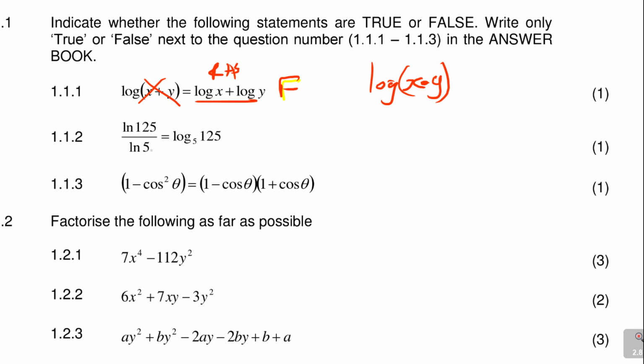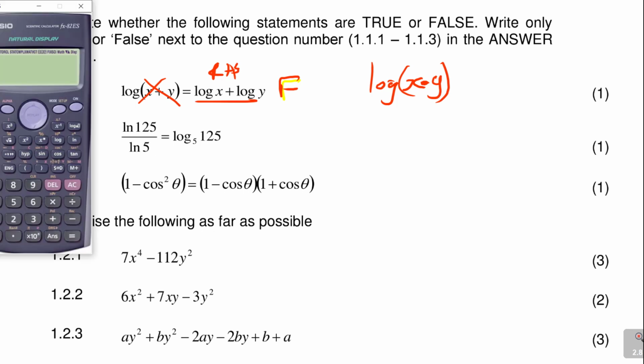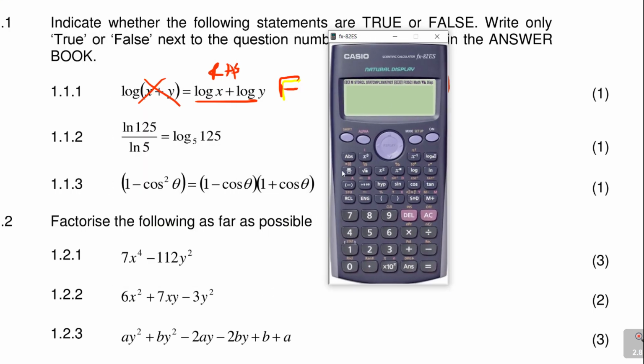Sometimes some of these things you don't have to think much. Look at this, you just take a calculator and you test it. If it's fine, it's fine. Let's take it. You put a bracket, you say ln 125 over ln 5. The good thing is they gave you a try, it's 3, right?